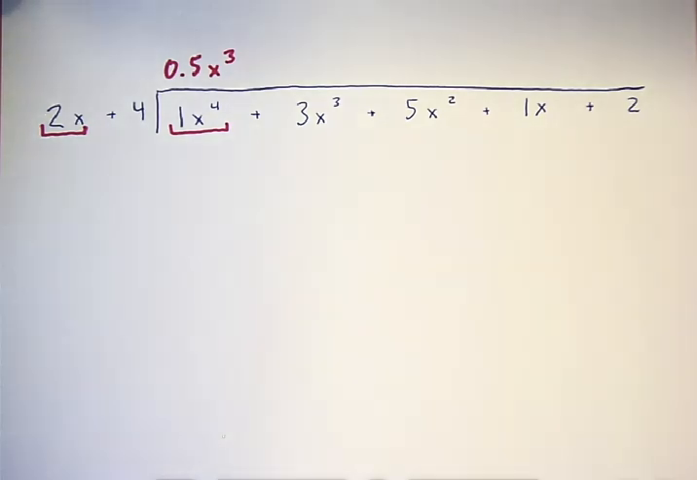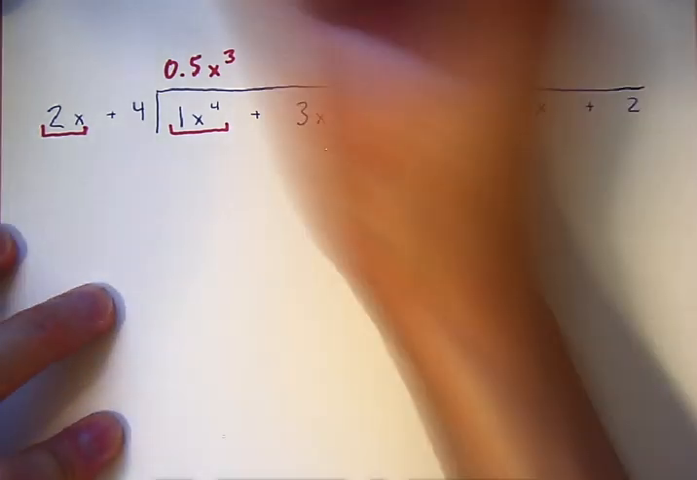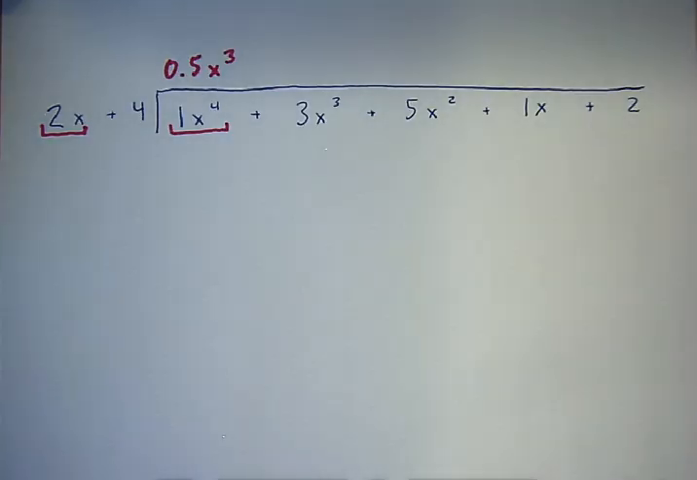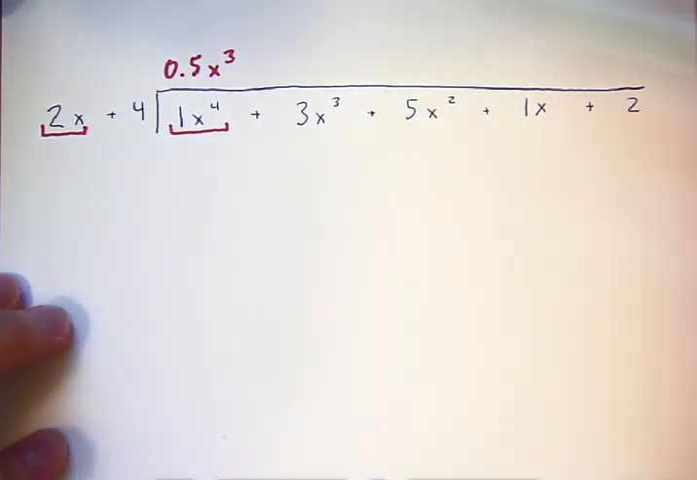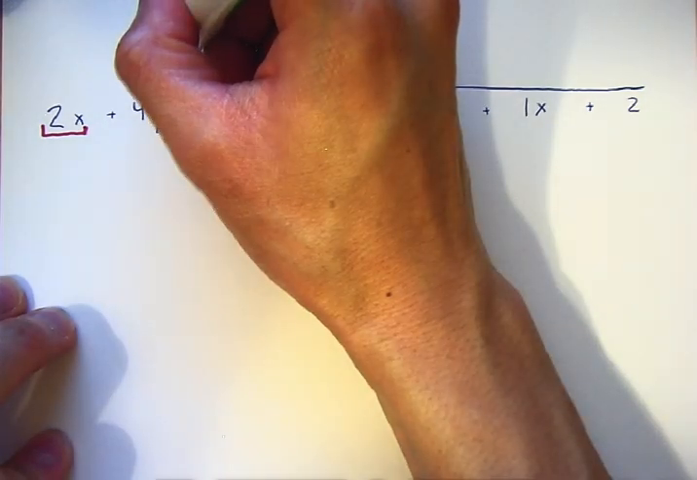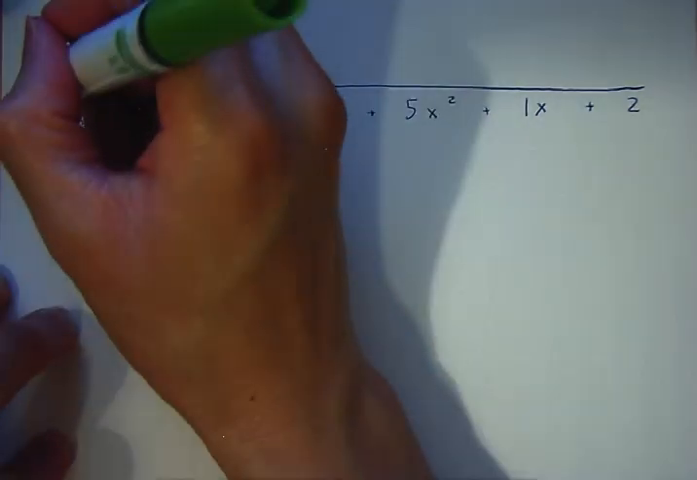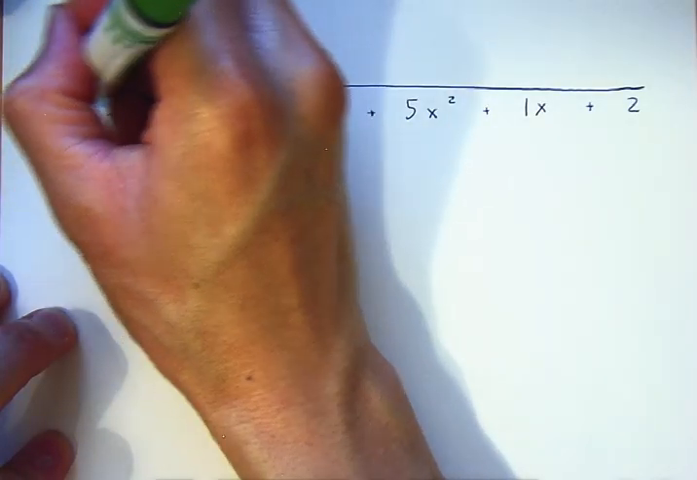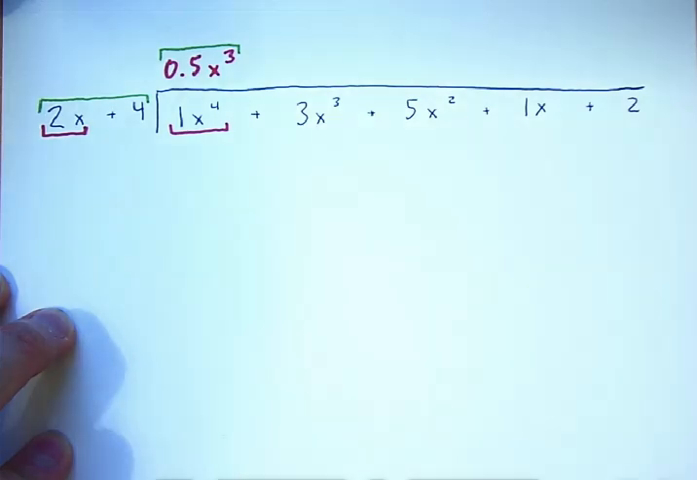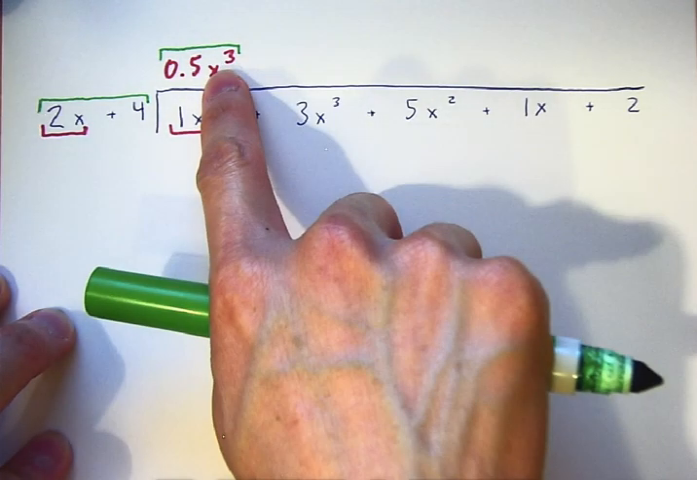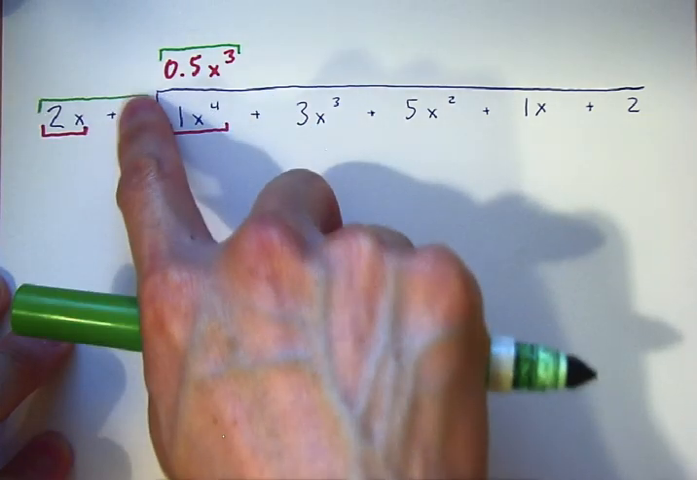The next step is I'm going to multiply. You're going to multiply the quotient you just got, or this last term in the quotient, by our entire divisor. So last term in the quotient multiplied by our entire divisor.